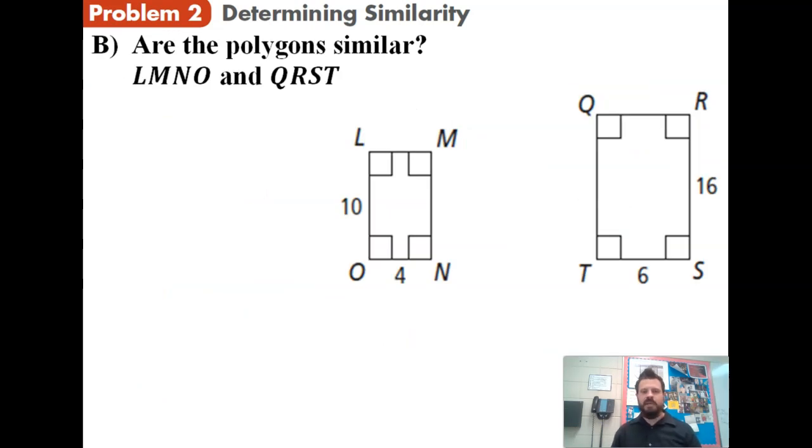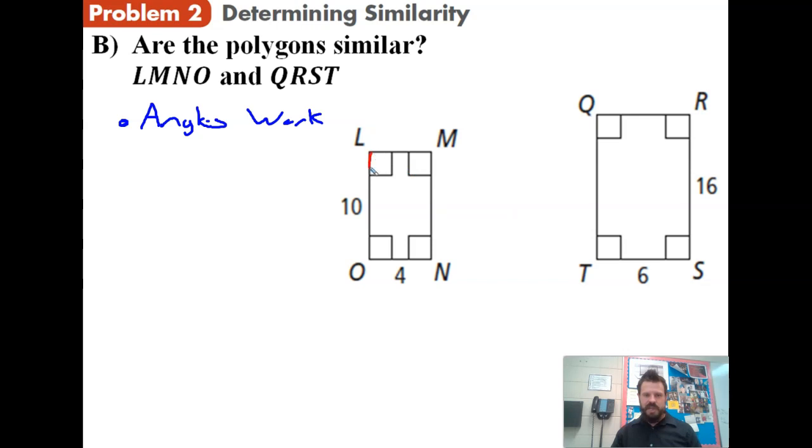In part B, we're going to take a look at an example of one that doesn't work. So let's take a look at two figures that we will say are not similar. For the two of these, LMNO and QRST, the angles work. So we'll just say that right off the bat. I want to check and see if all the sets of corresponding angles are congruent. Between the two of these, every angle is 90 degrees. So just visually, I can tell they work. But let's see why these two figures aren't similar.